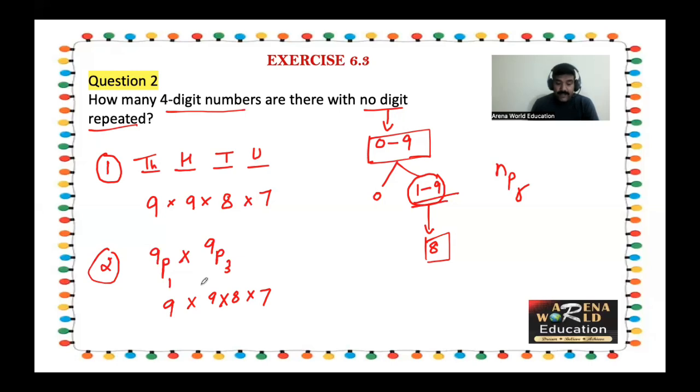So what is the final answer? I'm writing the final answer. It is 4536. So both ways you will get the same answer, right? So guys, you know, these types of questions, we can solve by using the formula or even by basic understanding. You can solve the question, right? So let us discuss another question.